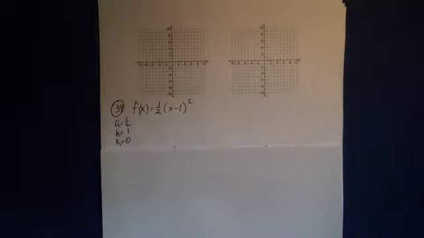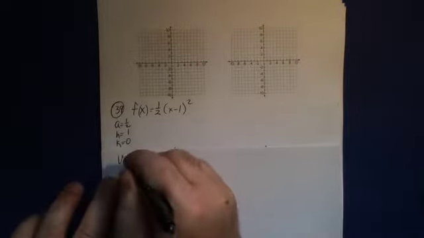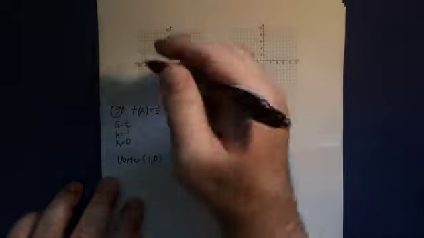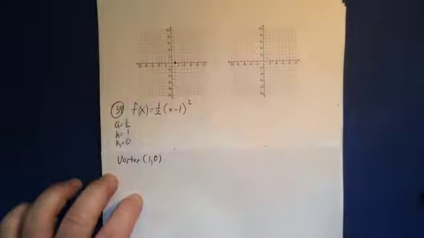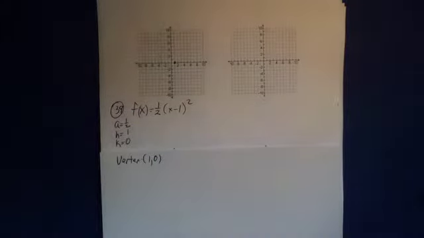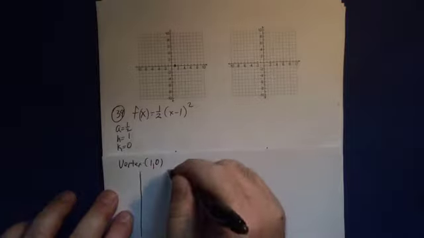This is a nice one to follow up with because we can compare the graph of this with the graph of the other one. One of the things you should notice right away is that the vertex is equal to 1, 0. And we're going to put that here. However, when we go to create a table of values for the graph, I need to establish how far I can go down.